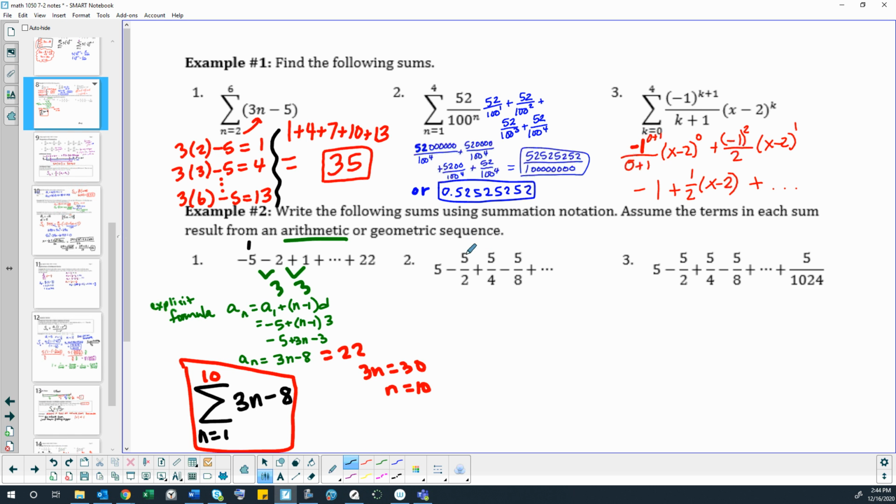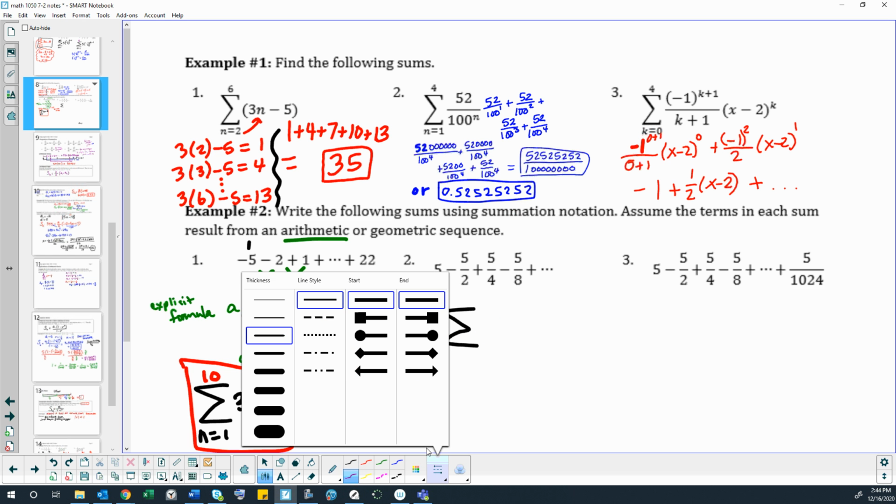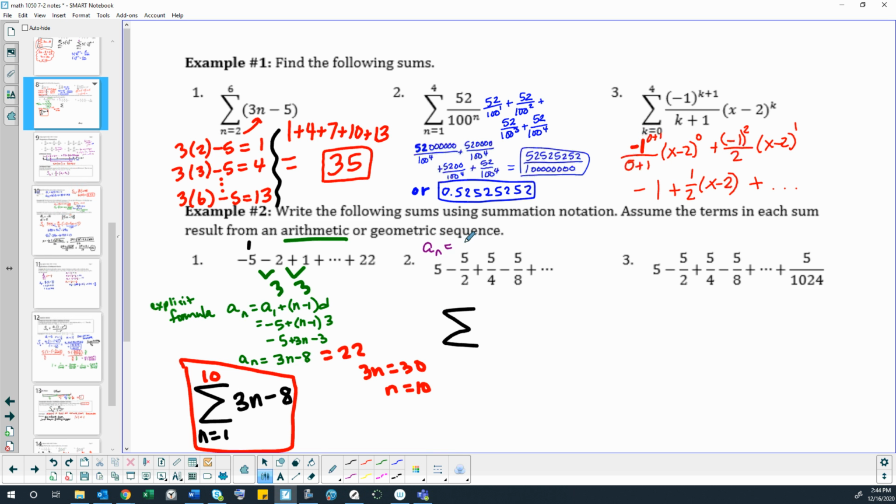Let's look at the next one. So the next one has 5, -5 halves, +5 fourths, -5 eighths. It looks to me like we're multiplying by a -1/2 each time. Doesn't that look right? So that's geometric. So the formula for geometric, I'll just make a little note of it. So a sub n equals a sub 1 times r to the n-1 power. On your formula sheet, they don't put a parenthesis around it. It's just when you're writing actual numbers in there, you probably want to put the parentheses in to distinguish between the first term and the base of the exponential.